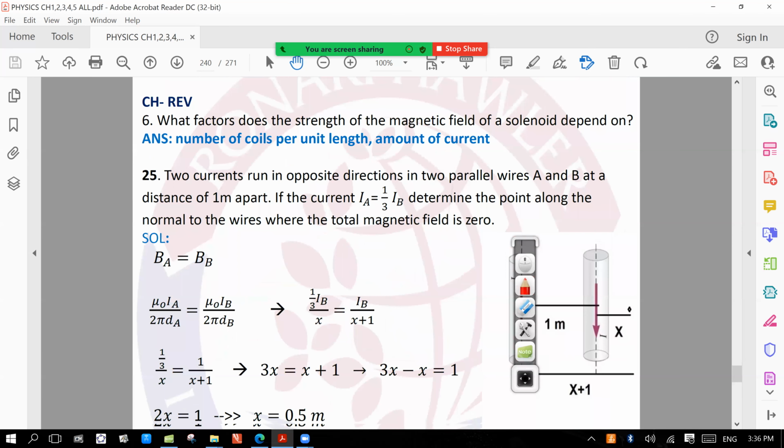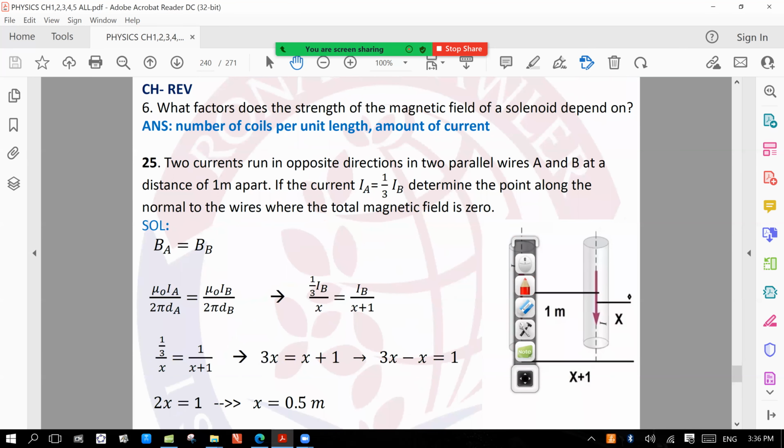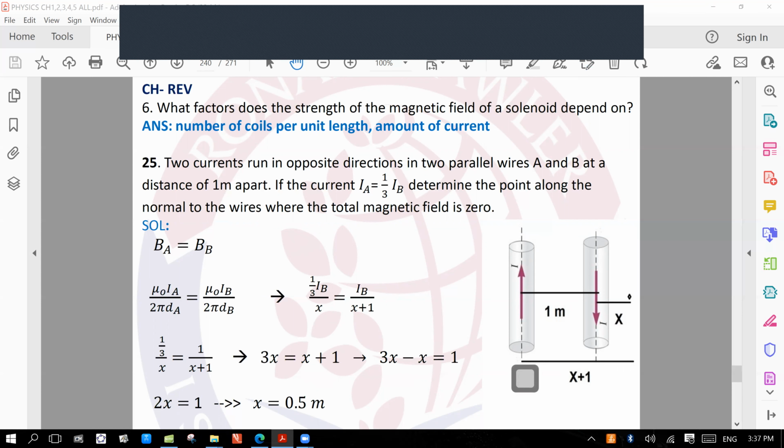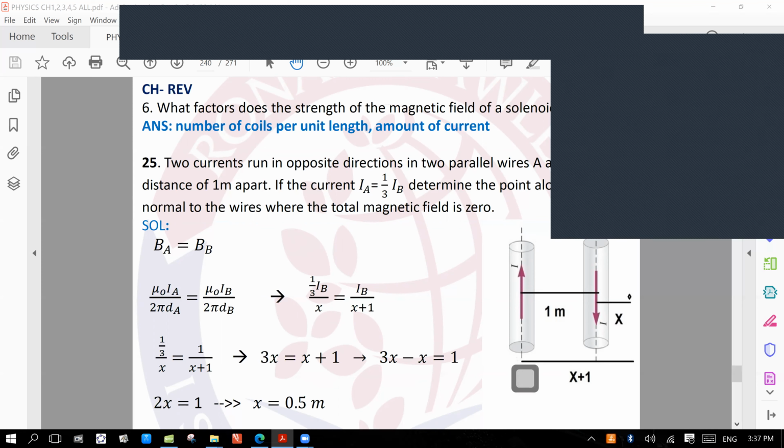And we have another question from the chapter review, which asks what factors the strength of the magnetic field of the solenoid depends on. Number of coils per unit length or amount of the current. And you know this constant, that's why we are not going to talk about the mu naught. I hope you understand the video, and we're going to keep going with the next questions.